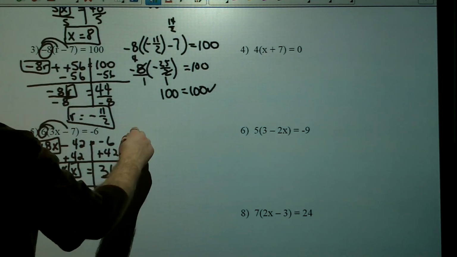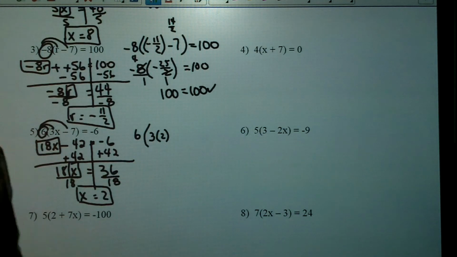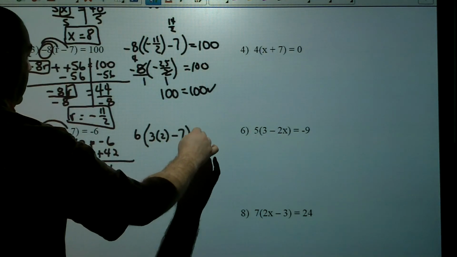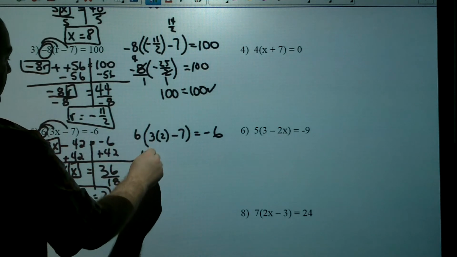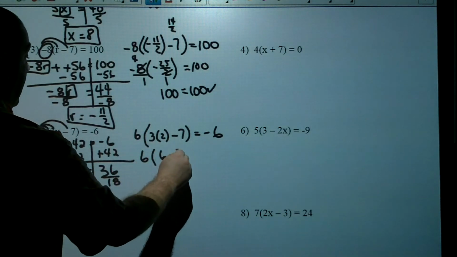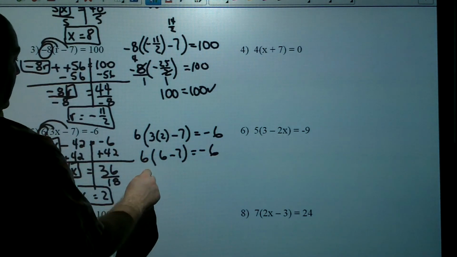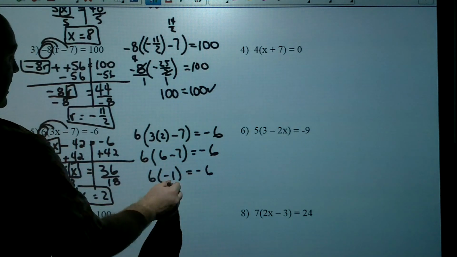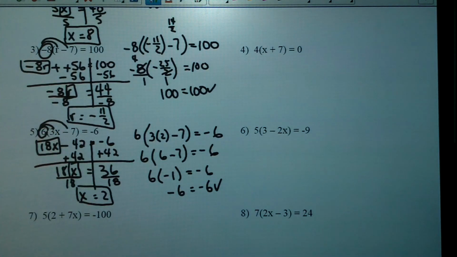To check that, 6 times parentheses 3 times 2, that was x, but now I found x to be 2, minus 7 equals negative 6. Parentheses first, 6 times 3 times 2 is 6, minus 7 equals negative 6. 6 minus 7 is negative 1. So 6 times negative 1 is negative 6, which is the same on both sides, negative 6. So that checks.